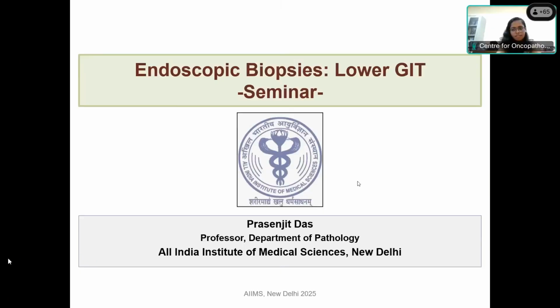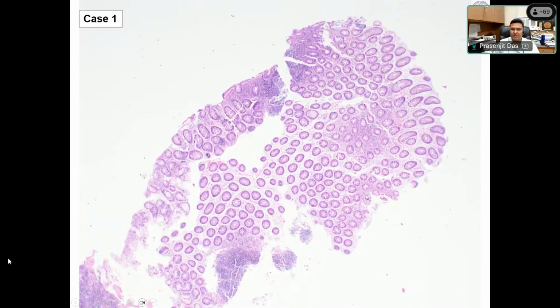This will be an interactive session as we commonly do, and students will also tell their opinion on the images already shared. So let us start. Today we'll be talking about the endoscopic biopsies from the lower GI tract. There are many challenges of the endoscopic biopsies because these are very superficial and we cannot see the whole intestinal wall. Like this one, you can see this is only a part of the mucosa. So this is our first case.